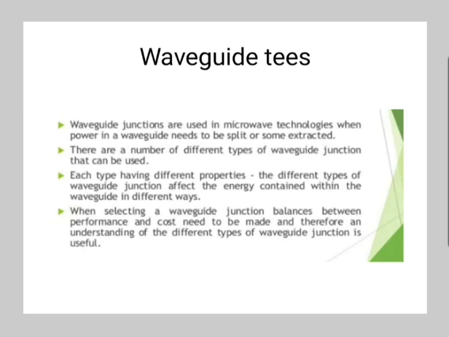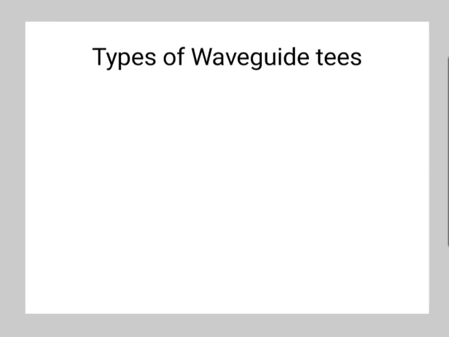Waveguide T's, meaning waveguide junctions, are used in microwave technology when power in a waveguide needs to be split or some extracted. There are a number of different types of waveguide junction that can be used, each type having different properties. The different types of waveguide junction affect the energy contained within the waveguide in different ways. When selecting a waveguide junction, a balance between performance and cost needs to be made, and therefore an understanding of the different types of waveguide junction is useful.